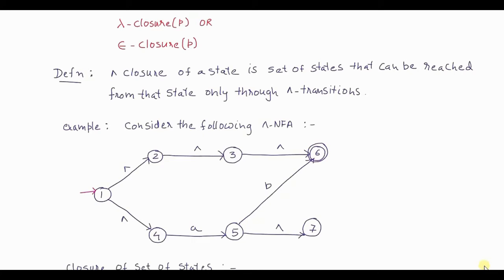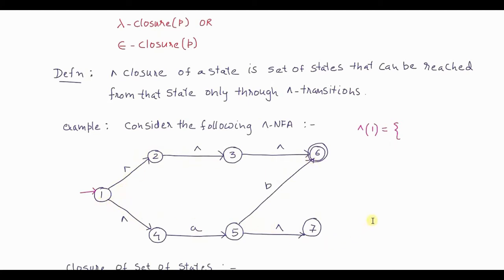You can consider this figure, and let's try to find out the null closure of each state. Suppose somebody asks you about, say, the first state. If I want to find the null closure of state 1, what is it going to give you? If you see the diagram, the null closure of 1 means the set of all states that can be reached from state 1 on only null transitions. All those have to be added. But before we actually write this, I would like to tell you something.